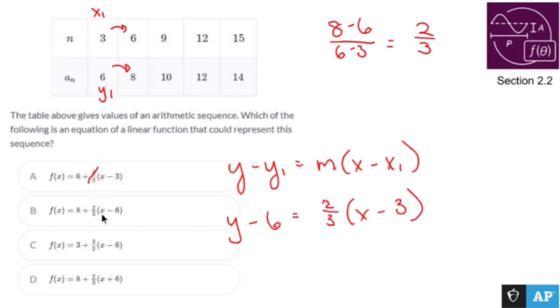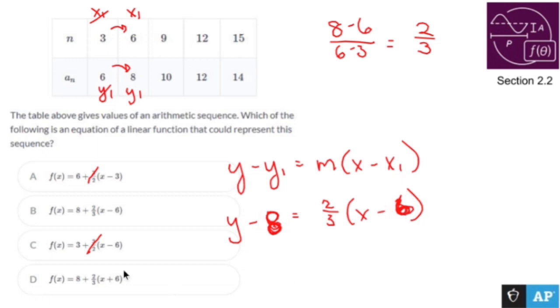And I take it back. They actually don't want me to use 3 and 6. They want me to use 6 and 8. So why don't I change this? Why don't I make this my x sub 1 and this my y sub 1? I'll turn this into an 8, and this into a 6.